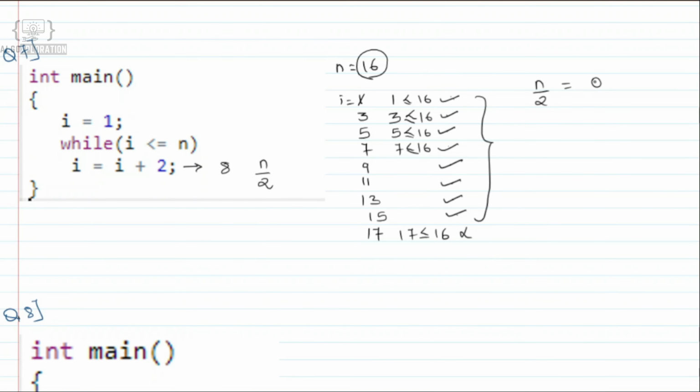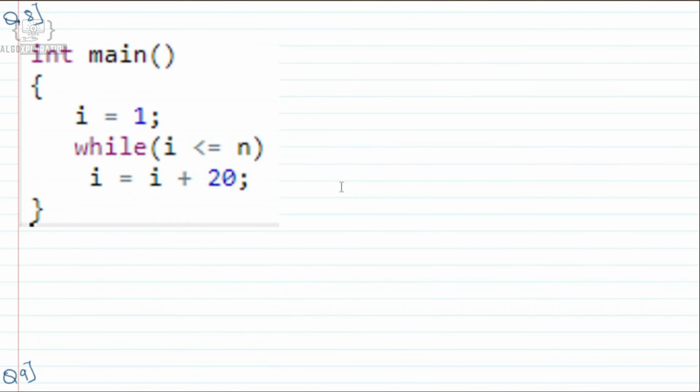Therefore, order of n will be the time complexity because we are neglecting the constant term. Now, let's go to the next question.